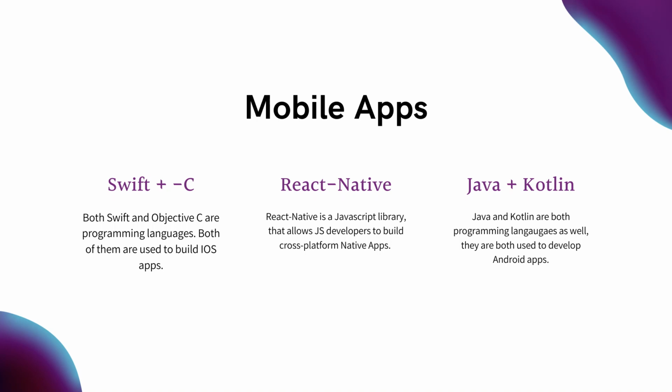React Native. React Native is a JavaScript library that allows JS developers to build cross-platform native apps. What does all that mean? So over here I mentioned a library. What is a library? A library is built to help developers. For example, if you're a JavaScript developer, as an intermediate JavaScript developer, I can build a library. What does this library do?